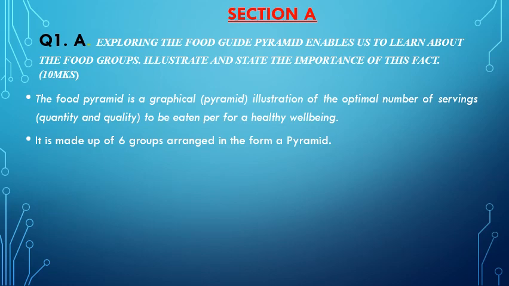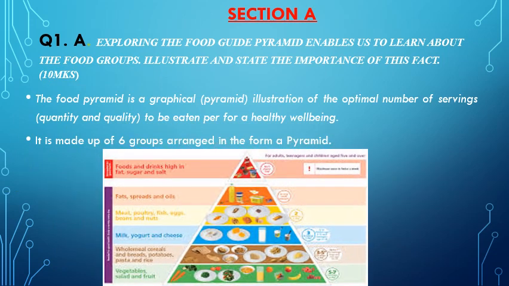As the name indicates, it is a pyramid made up of 6 food groups, all arranged in the shape of a pyramid. But it should be noted that in some food pyramids you may have 5 groups, others may have 6, some may have 4. But the standard for the food pyramid is 6, as you can see from the image below.